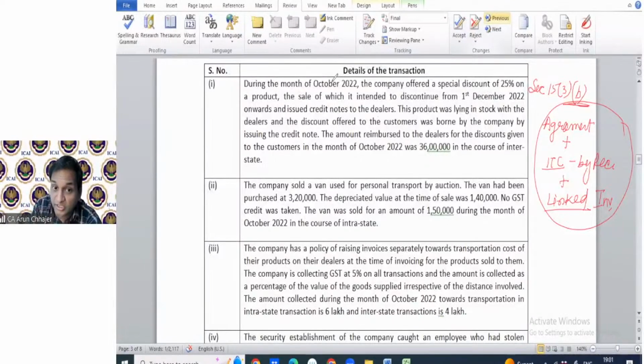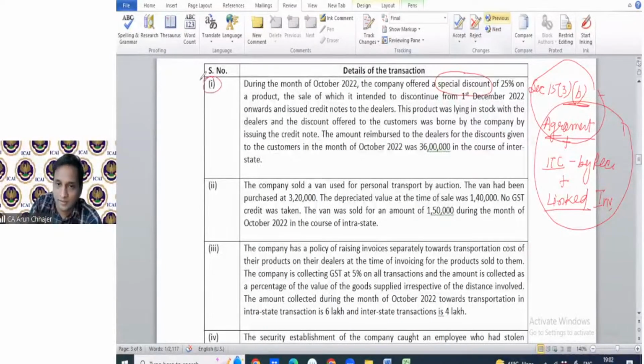So in this question, we will give the assumption that there is no prior agreement, it is an ad hoc special discount, and therefore, assuming there is no prior agreement, it will not be allowed to reduce the output tax liability.